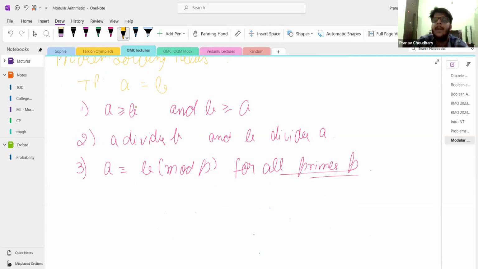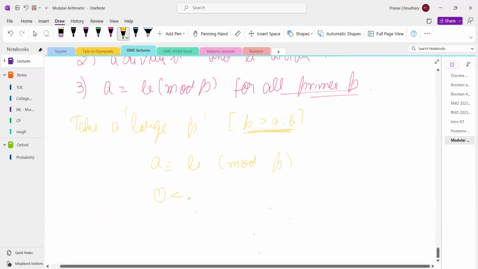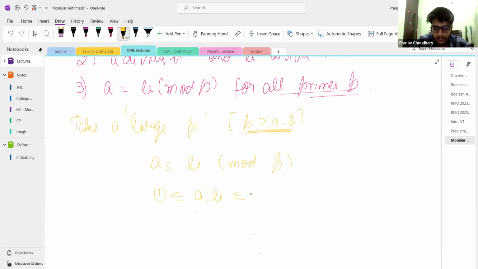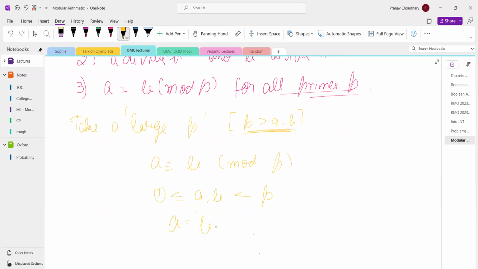Yes, that is a correct proof. But in general, there's a better way to see it. In problems, you usually try to see it this way. Take a large P. Large just means large, nothing else. Ideally in this scenario, I want P to be greater than both A and B. Since it's true for all primes P, it should be true for this kind of prime as well, right? So A is congruent to B mod P for this big P. Now, since both A and B are in this range, A must be equal to B for them to be congruent, right?